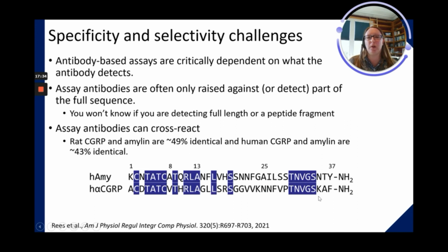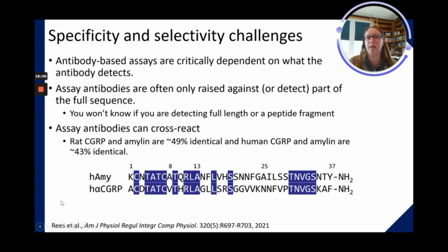And so what you don't know is whether you're detecting only a fragment that contains that sequence or the full-length peptide. And that's where some assays which involve two antibodies, a sandwich ELISA, where there is an antibody directed against both the C terminus and the N terminus, can be more accurate if you wish to measure the full-length peptide, because when you see a signal, it can only be because you have both being detected.